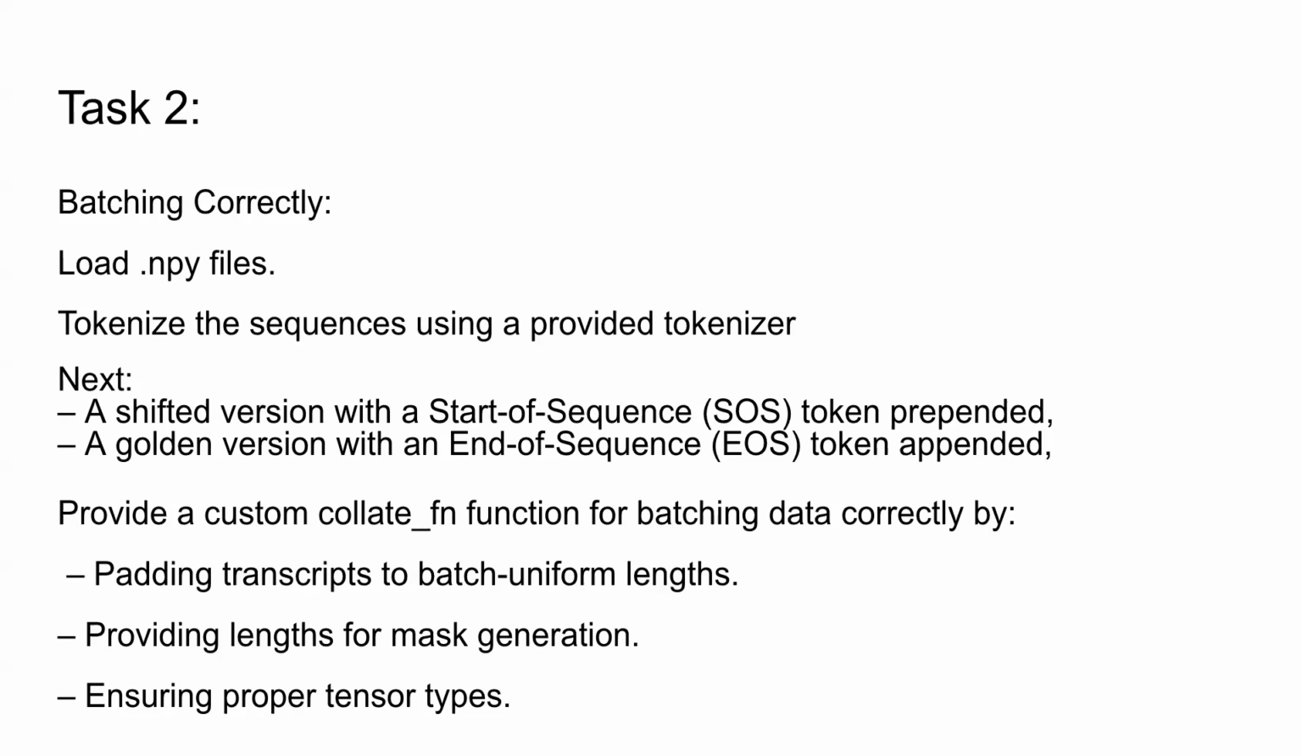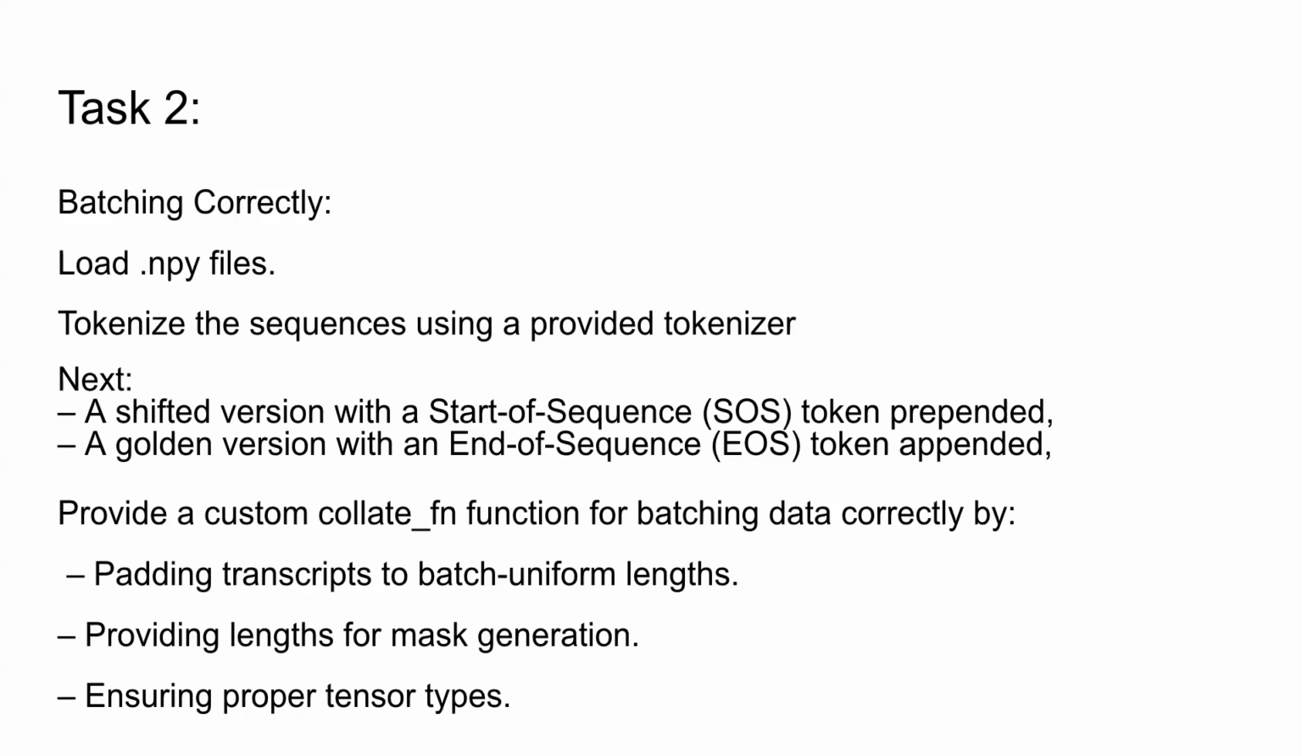We are prepending this SOS token to the shifted version because we'll be giving the SOS first so that the model can predict the first token. And since that's the first token, that should match with the index of the golden version. And this is why we prepend with the SOS token.